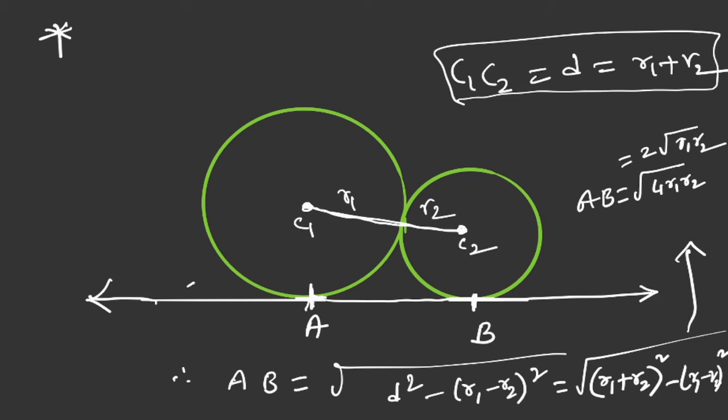Now, if I apply the same common tangent formula, root of d square minus (r1 minus r2) whole square, it equals (r1 plus r2) whole square minus (r1 minus r2) whole square. By simplifying this, we reach 2 times under root of r1 r2. So the length of the direct common tangent, when the circles are externally touching each other, is 2 times under root of r1 r2.